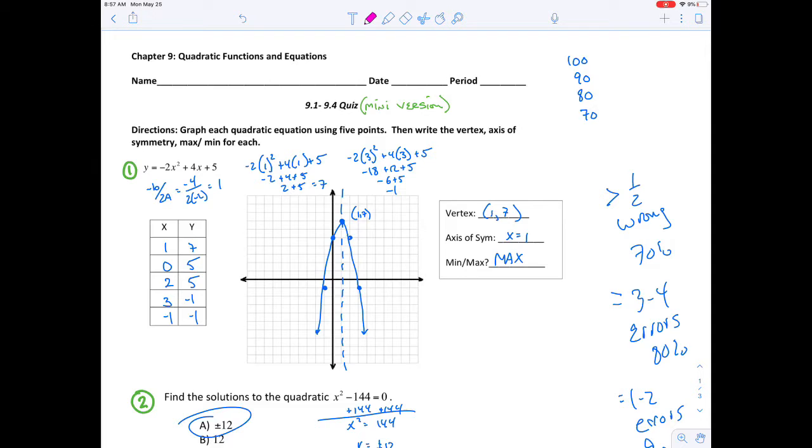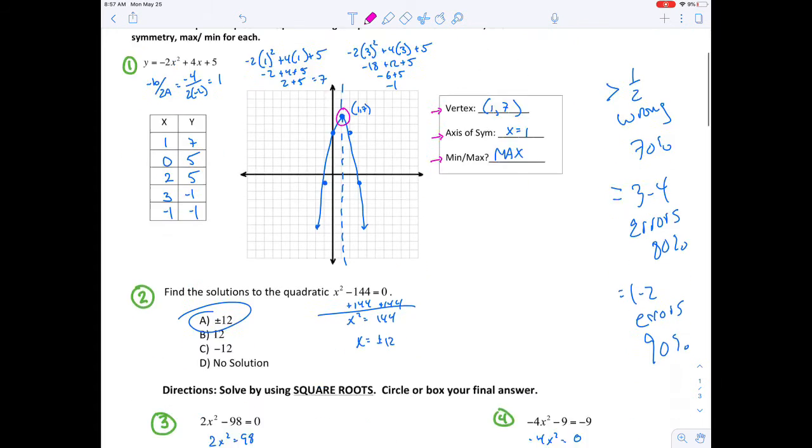First, almost everybody had a correct graph. The tip up here, that's your vertex. So your vertex should have been 1, 7. Axis of symmetry goes right through there at x is 1, and it's the highest point, so it's a maximum, right? That's how this works.